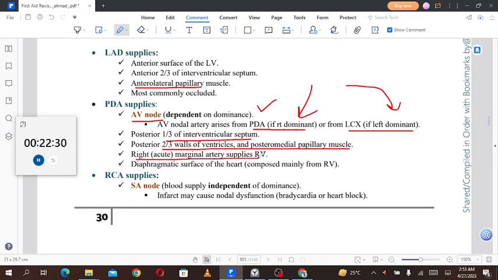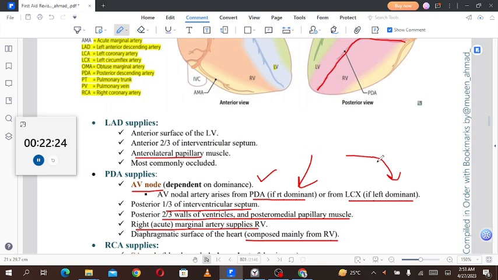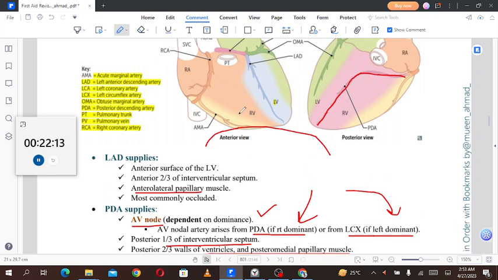Right acute marginal artery supplies the right ventricle, and the diaphragmatic surface of the heart, composed mainly of the right ventricle. So the diaphragmatic surface of the heart, it is the anterior. The diaphragm is basically over here. So this is being formed by the right ventricle, because the right ventricle is the anterior-inferior border. So you may say that the anterior and the lower border of the heart is being formed by the right ventricle. So that is being supplied by the right coronary artery.